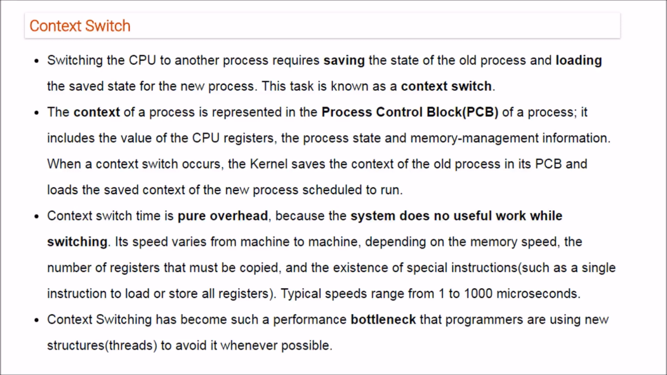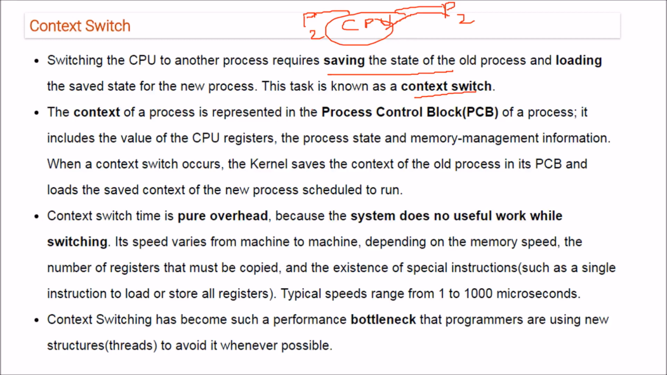Context switch. Now this is a very important concept. What is the context switch? It is very much related to scheduling. Switching the CPU to another process, say P2, requires certain tasks, that is saving the state of the old process and loading the saved state of the new process. This is known as the context switch, and this is an overhead.